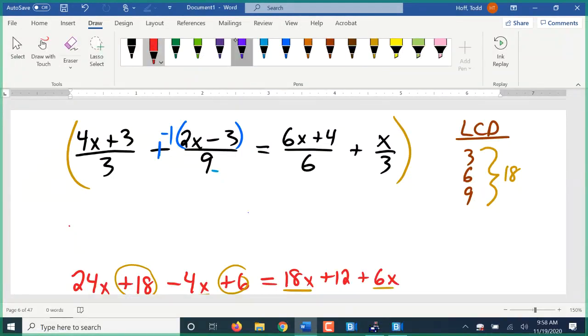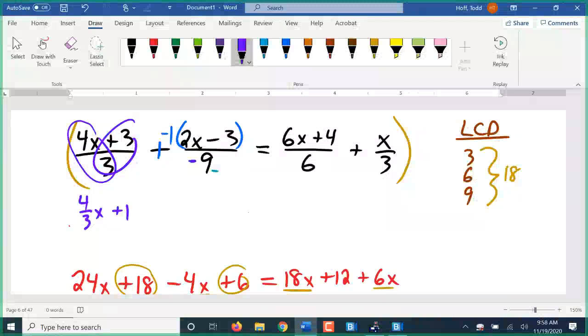We could have done 4x divided by 3 is 4/3 x. 3 divided by 3 is positive 1. Now here we would have put the negative probably with the 9 instead of on top. 2x divided by negative 9 is a negative 2/9 x. Negative 3 divided by negative 9 is a positive 1/3. Equals, on the other side, 6x divided by 6 would be just x. 4 divided by 6 reduces to 2/3. And x divided by 3 is a 1/3 x.